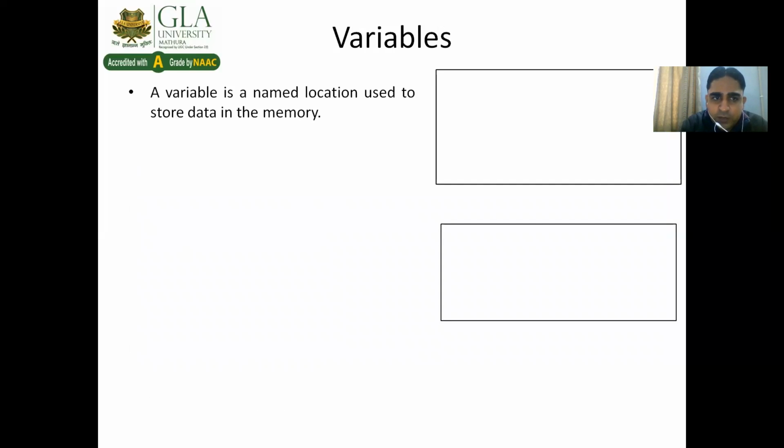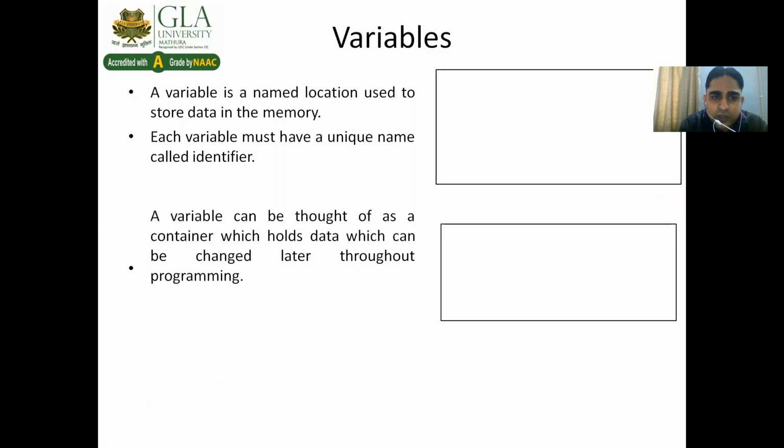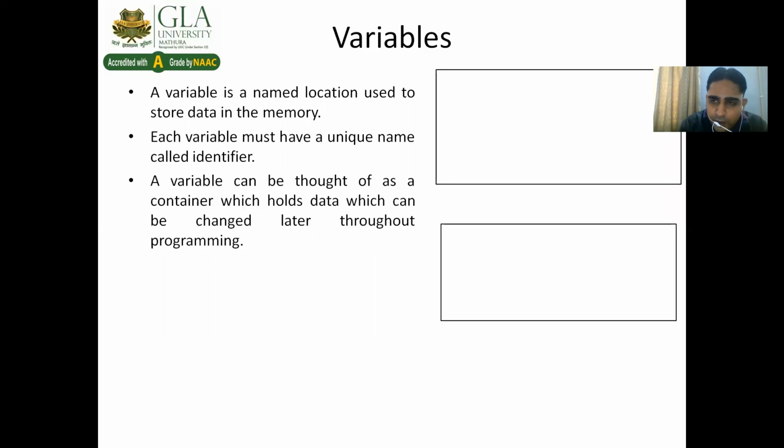When we talk about variable, what is a variable? A variable is a named location used to store data in memory. Whatever value you are storing, that data is getting stored in a memory location, and for accessing that memory location we need a name, and that name is actually a variable. Each variable must have a unique name, and that unique name is given through an identifier only. A variable can be thought of as a container which holds data, which can be changed later throughout programming. Like in your program you can change the value of your variable.